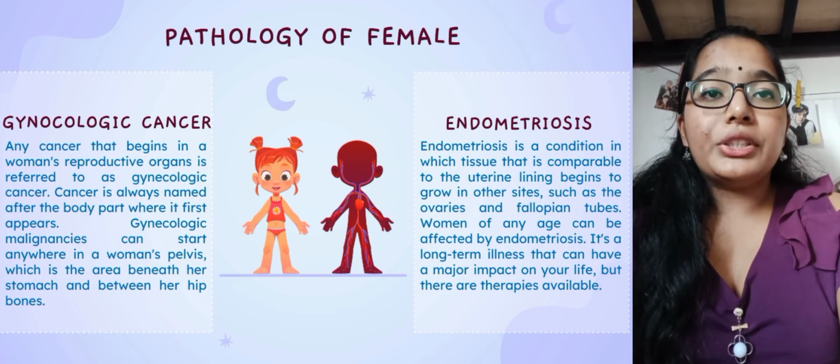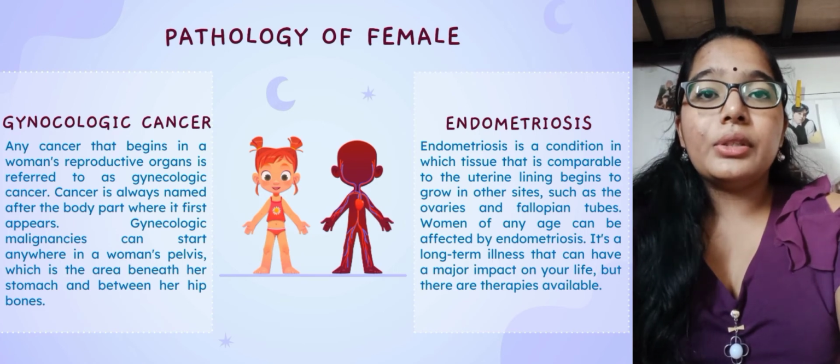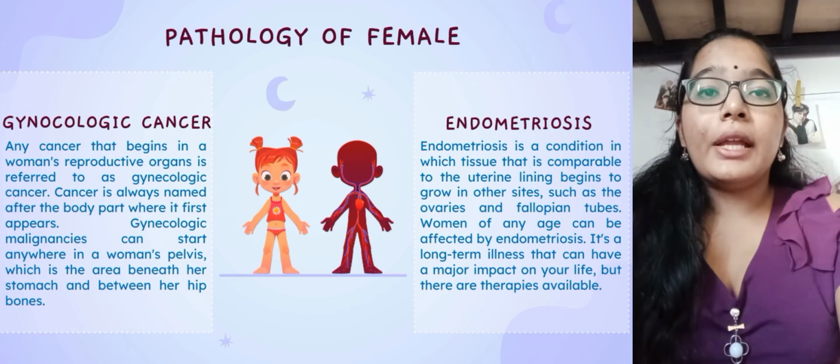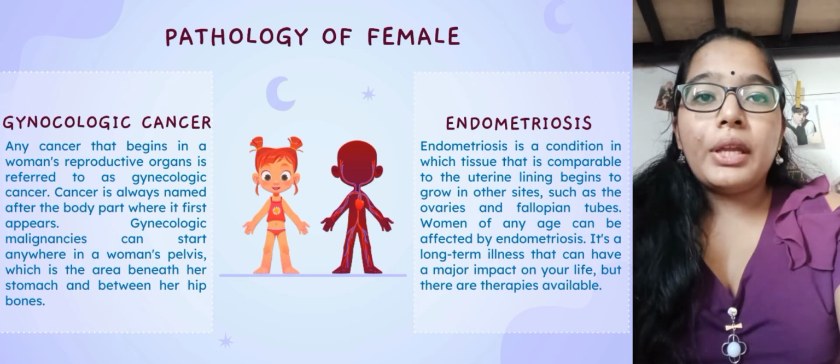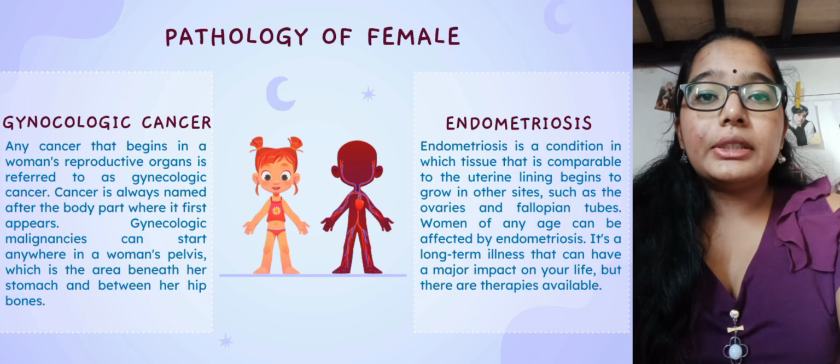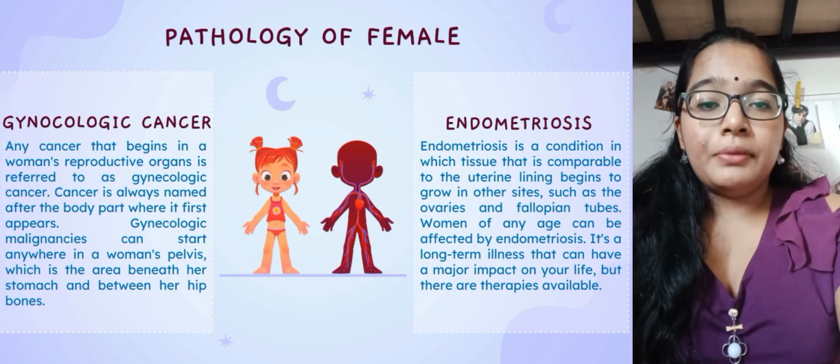Next, endometriosis. Endometriosis is a condition in which tissue that is comparable to uterine lining begins to grow in other sites, such as the ovaries and fallopian tubes. Women of any age can be affected by endometriosis. It's a long-term illness that can have a major impact on your life, but there are therapies available.